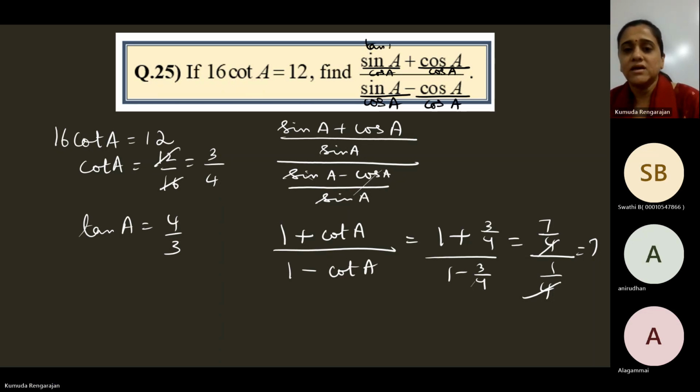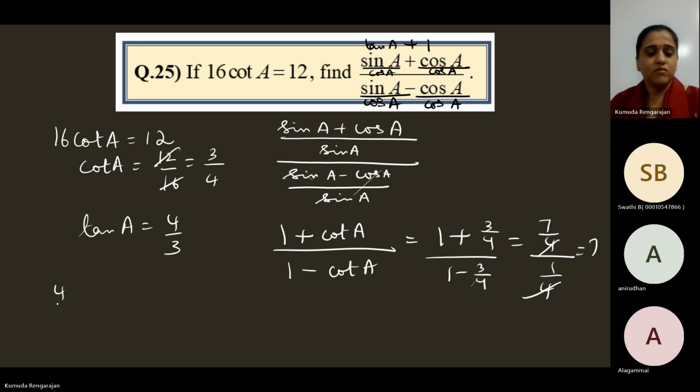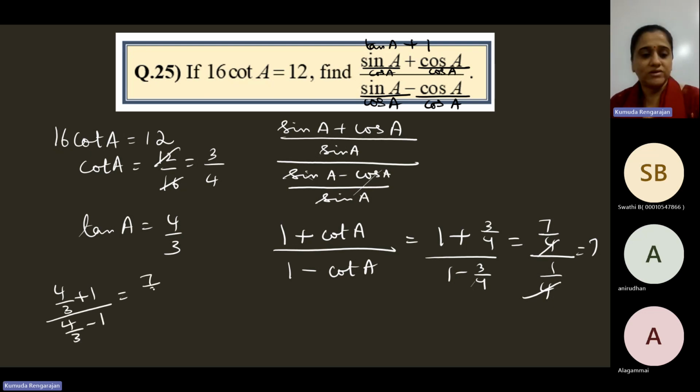Tan A plus 1 by tan A minus 1. What is tan A? 4/3. So 4/3 plus 1 by 4/3 minus 1. 4/3 plus 1 is 7/3, by 4/3 minus 1 is 1/3. 3 and 3 will get cancelled, giving 7. So like this, you can evaluate without using the right triangle.